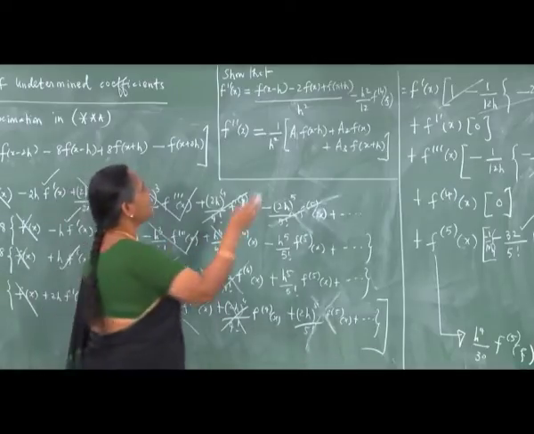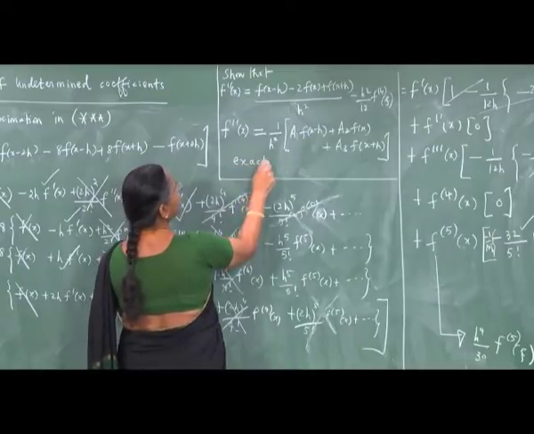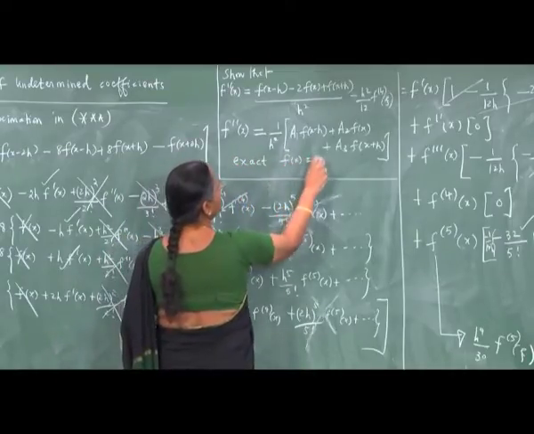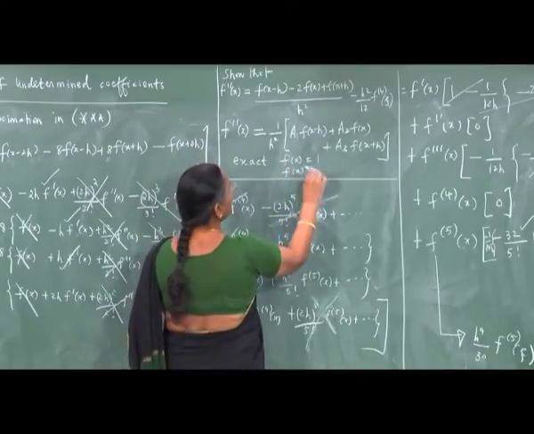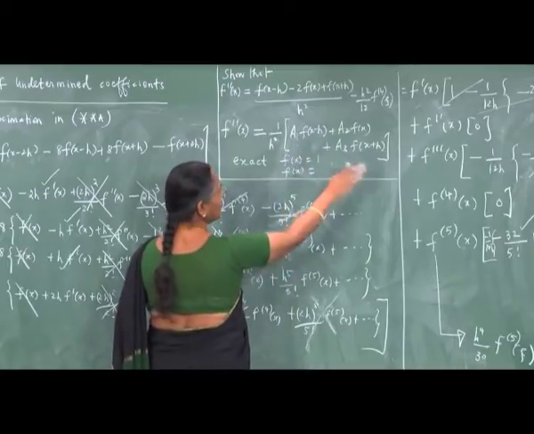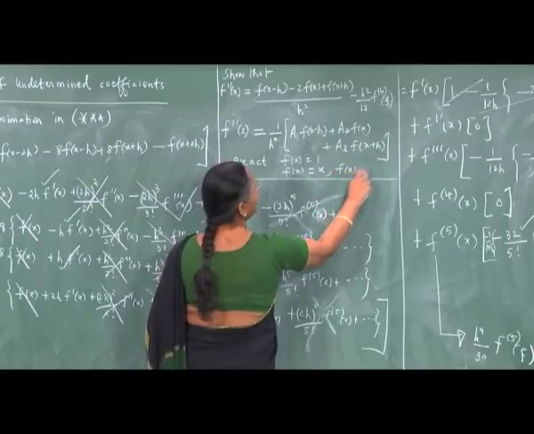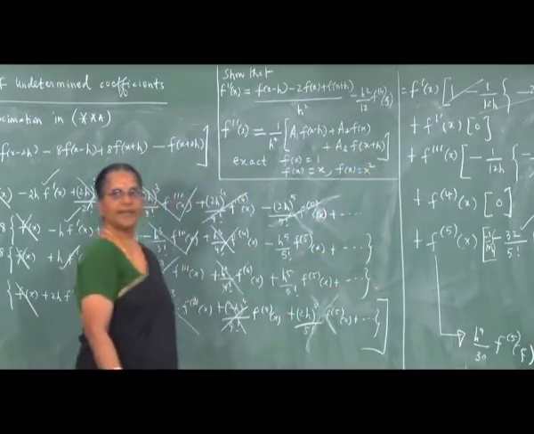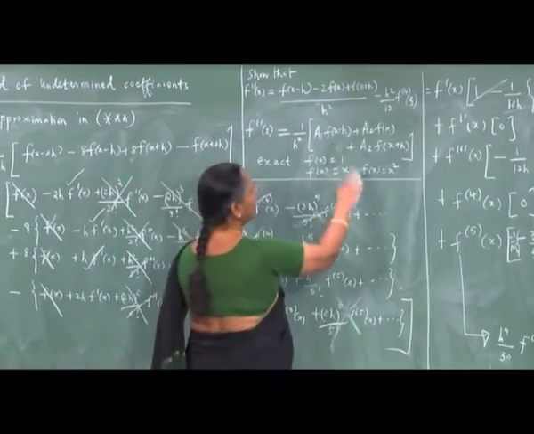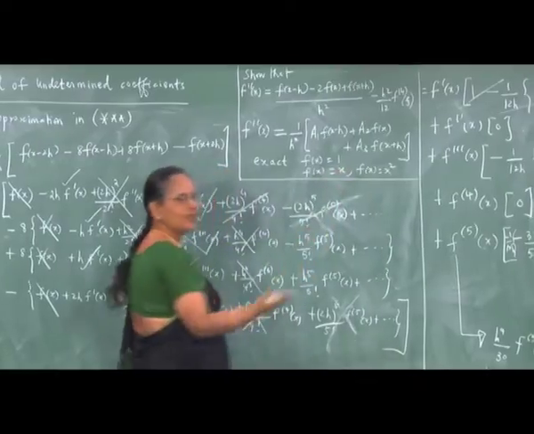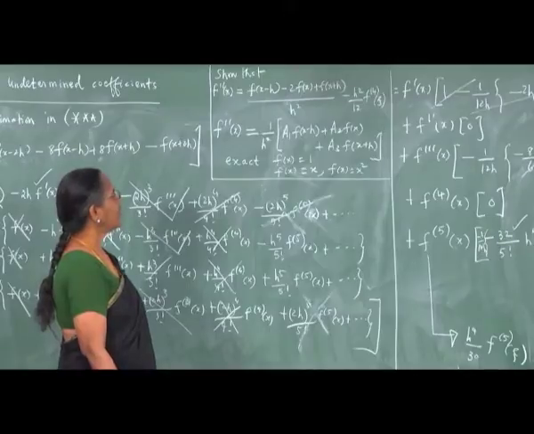So, you determine a1, a2, a3 in such a way that the method is exact for polynomials of degree 0, namely constant polynomial, for a first degree polynomial and a second degree polynomial. So, you make this method exact for polynomials of degree up to 2, and this will give you 3 conditions, and use these 3 conditions to evaluate what are a1, a2, a3.